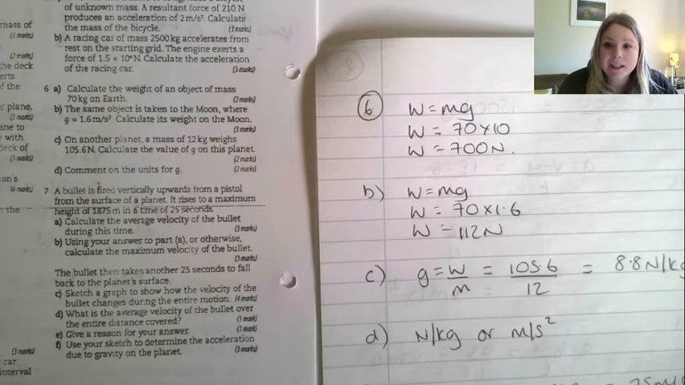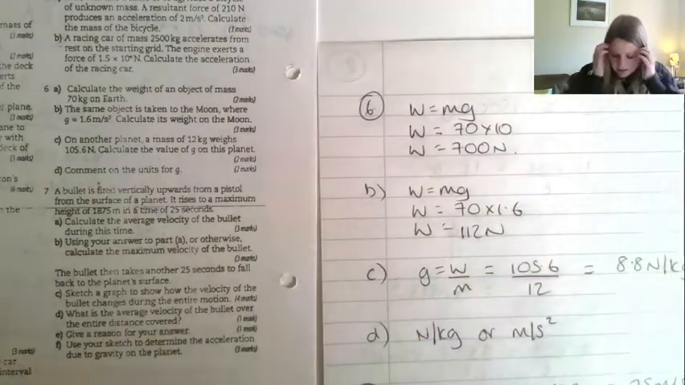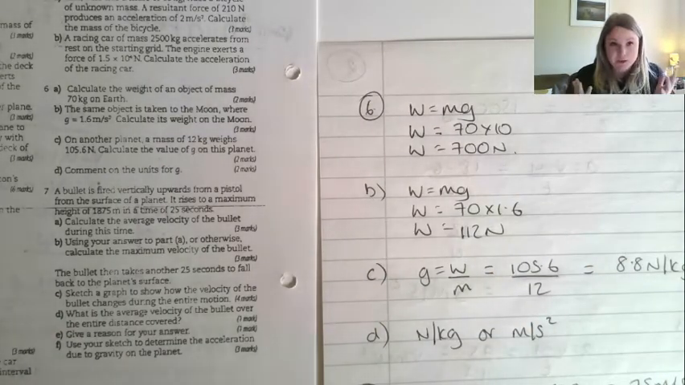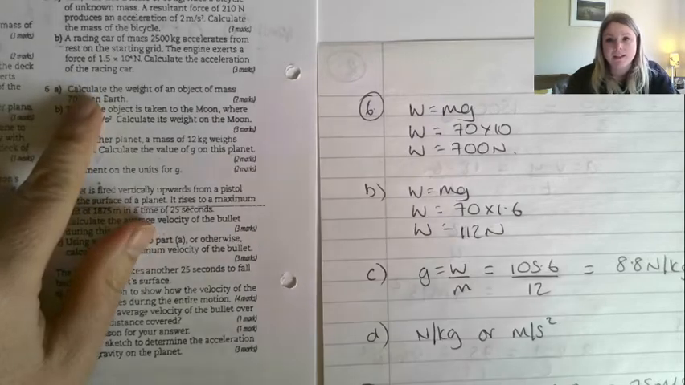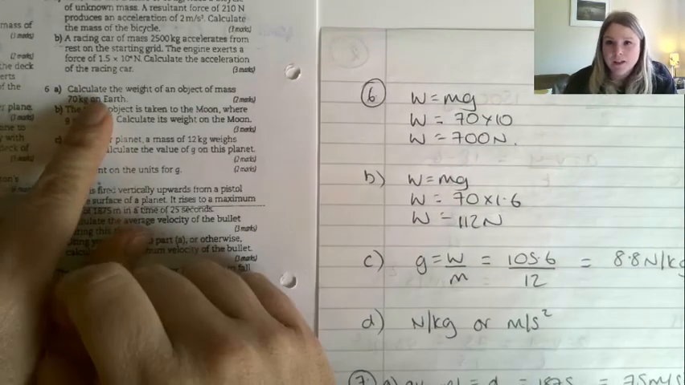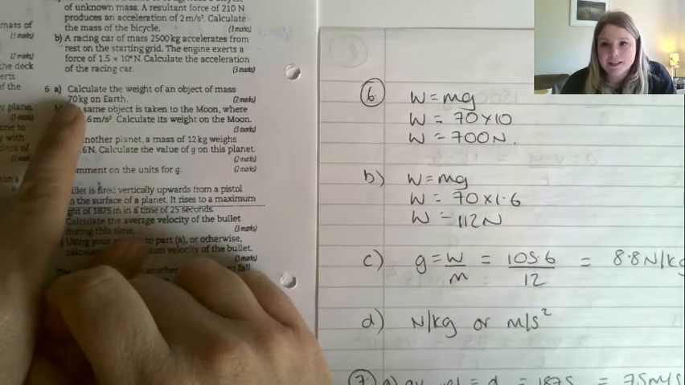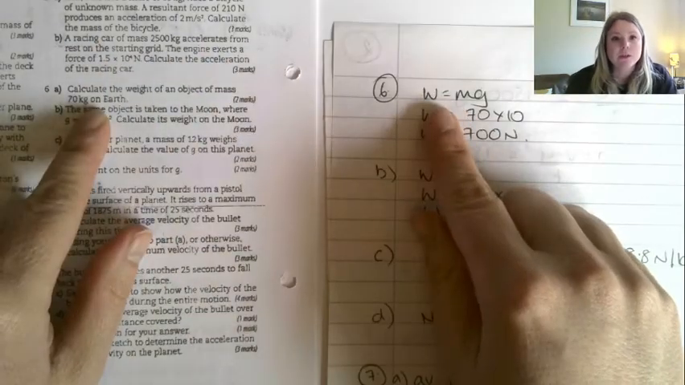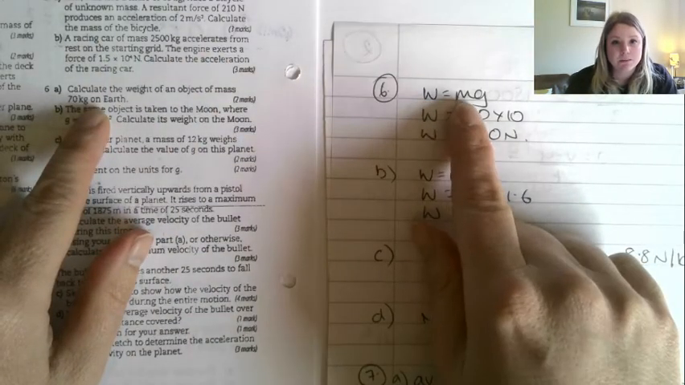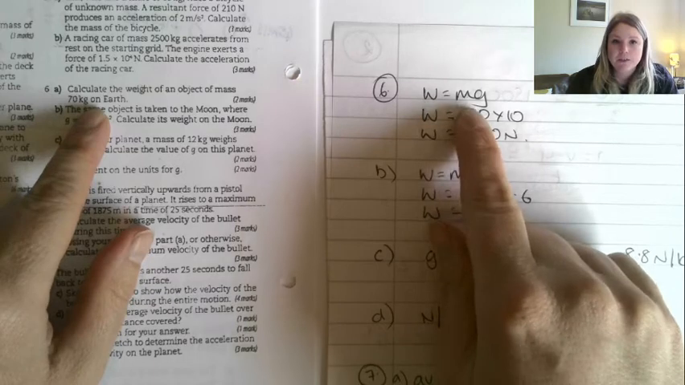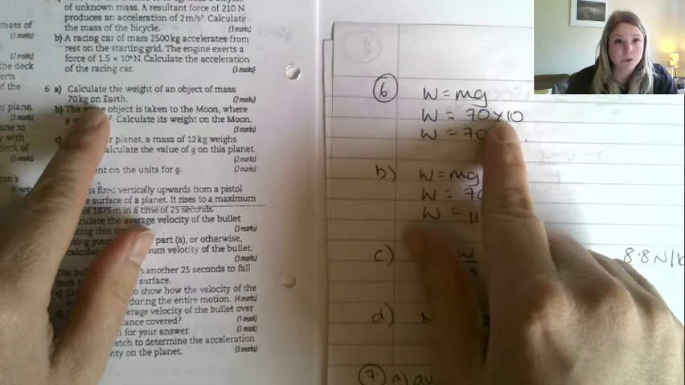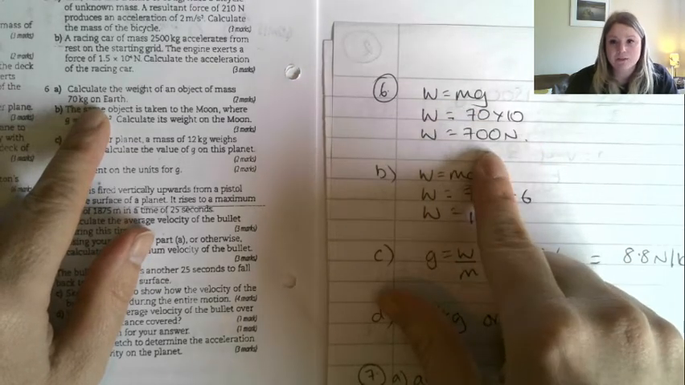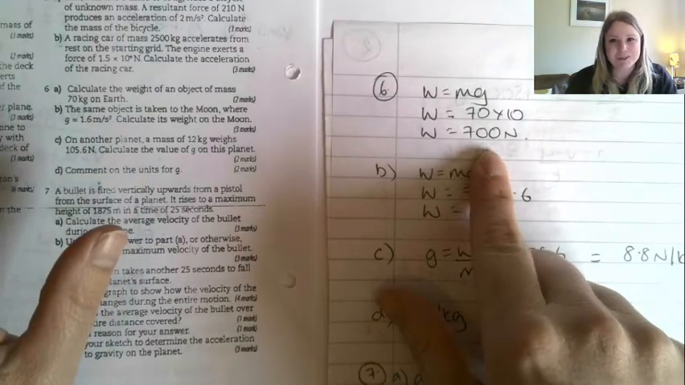Right, last day we were doing questions 6 to 10 from these end of topic questions, so it was page 206 and 207. Let's just work through these and get them marked and corrected, please. So, question 6, calculate the weight of an object of mass 70 kilograms on Earth. For that we're going to use W equals mg. Substitute in our values, the mass was 70 kilograms, on Earth g is 10, so 700 newtons. Nice and straightforward for that one.